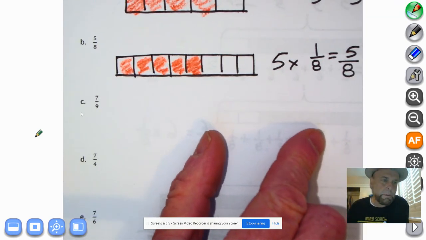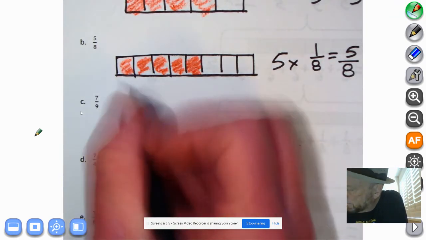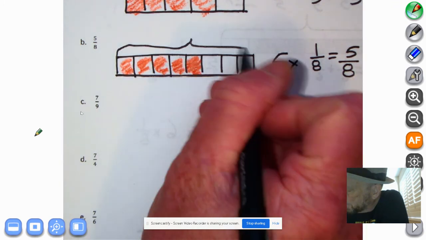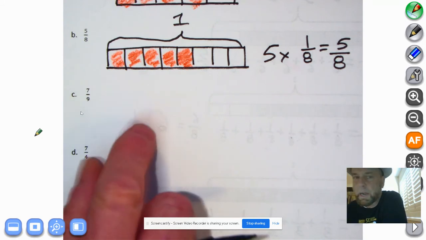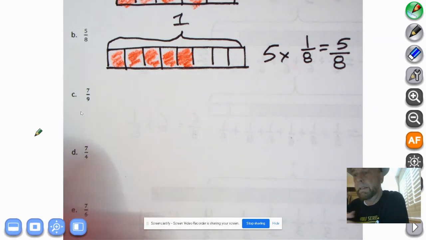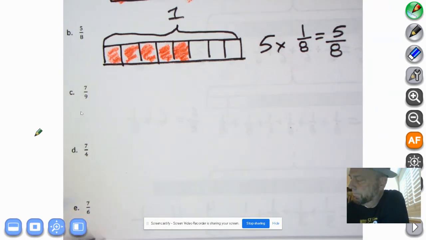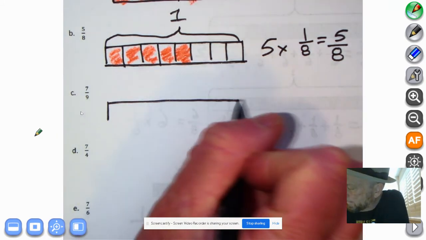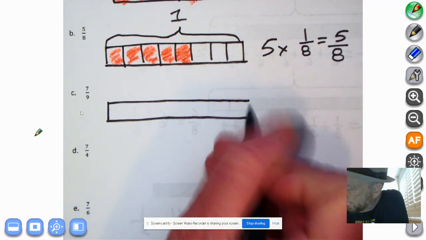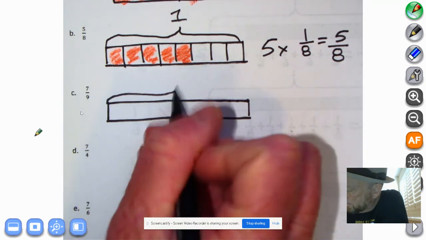All right, let's go to our next one. It's 7/9. Whoops. This equals 1 whole. Forgot the bracket. Okay, I want you to give this one a try on your own. Pause the recording and then come check back. And welcome back. We have 7/9, so I'm going to make my tape diagram. And this will represent 1 whole.